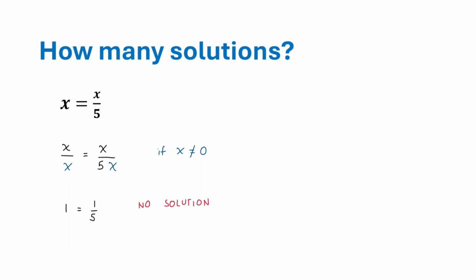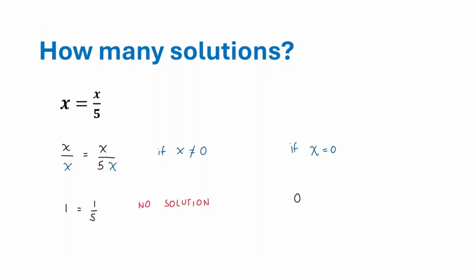However, we're not finished yet. So far, we've only analyzed the case where x is not equal to 0. Now let's see what happens if x is equal to 0. We simply substitute x equal to 0 into the original equation. If both sides are equal, then we have found a solution. x is equal to 0.